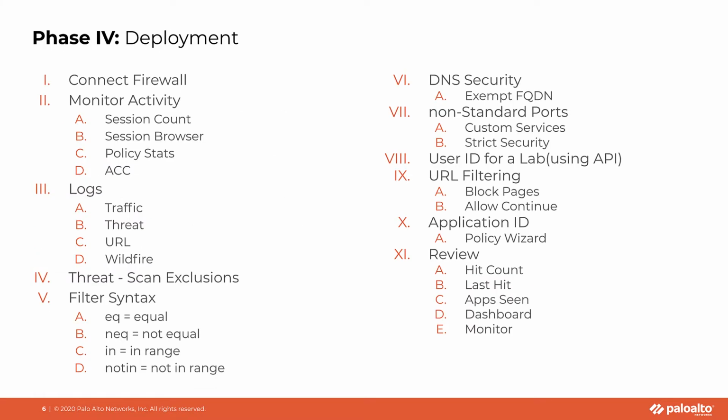In Phase 4, we'll connect and monitor the firewall using the logs. We'll interpret the logs to create scan exclusions. We'll review some basic filter syntax. For some advanced testing, we'll configure DNS security, non-standard ports, and user ID. We'll review URL filtering for block pages. We'll use the application ID policy wizard. The final step will be to review the console components used for daily management.